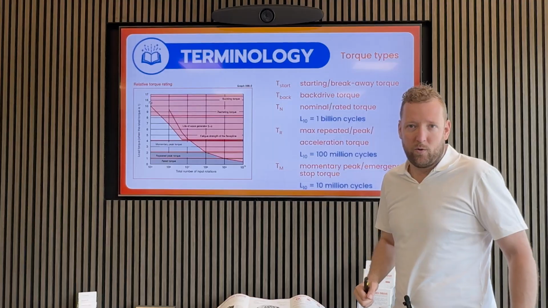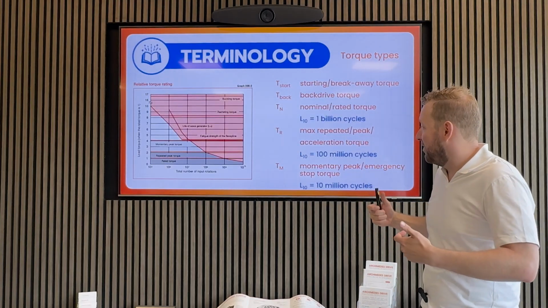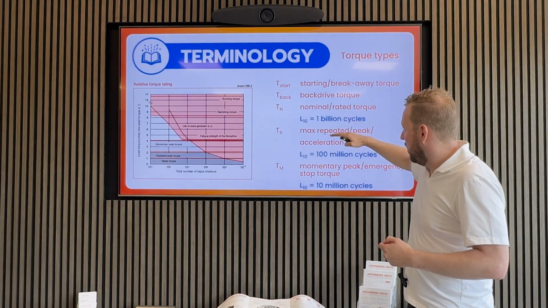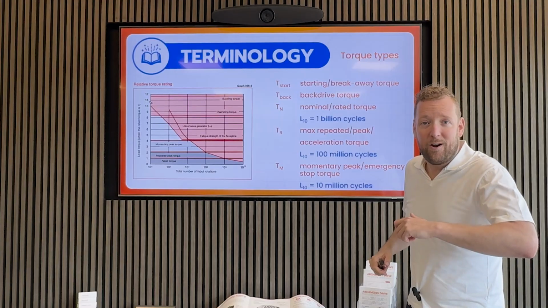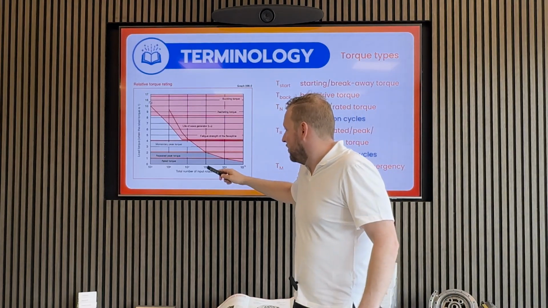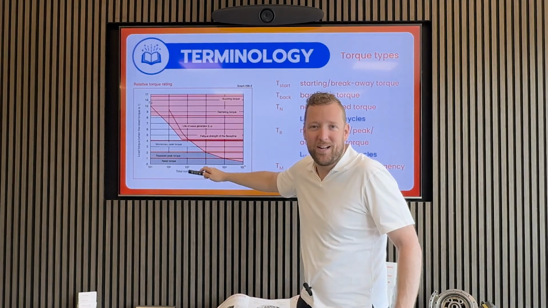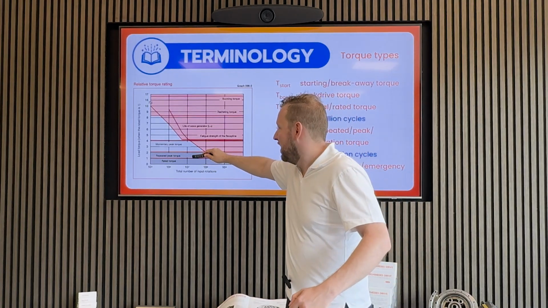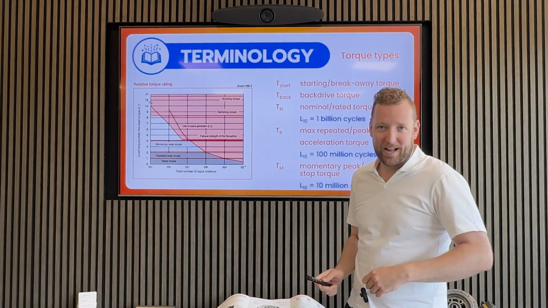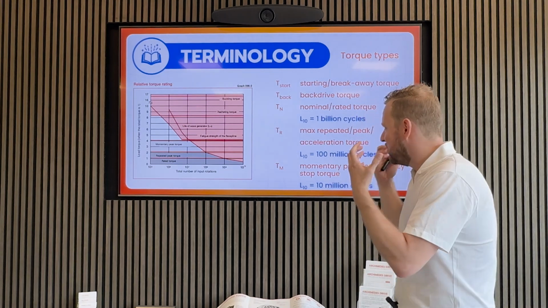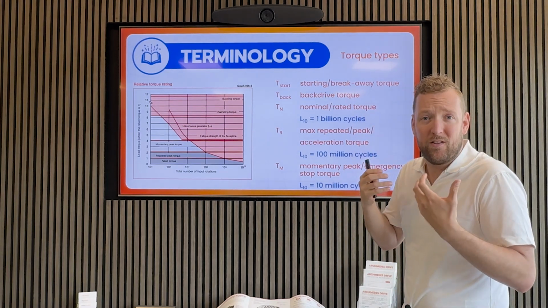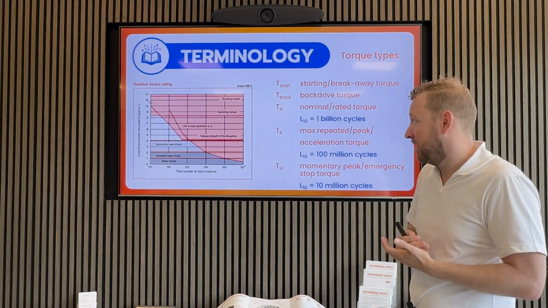10 million cycles. And what's a nice convenience: if you go 1 order of magnitude down in life, then you double the torque. So that repeated peak torque is twice the rated torque, and the momentary peak torque is 4 times the rated torque. These are the values you think about when selecting your drive, in this case a Harmonic Drive.